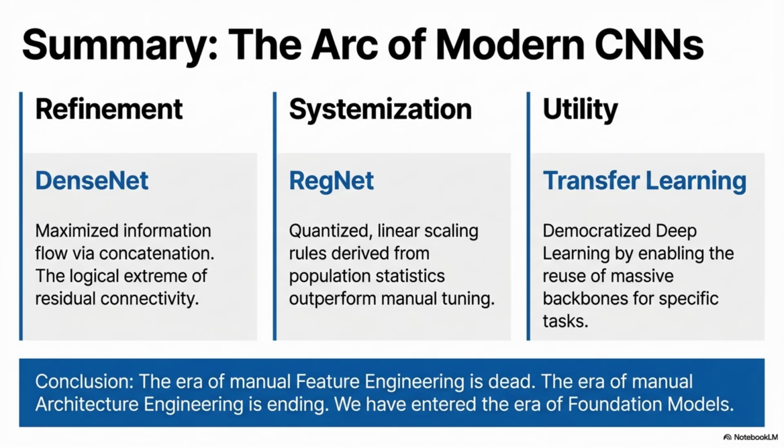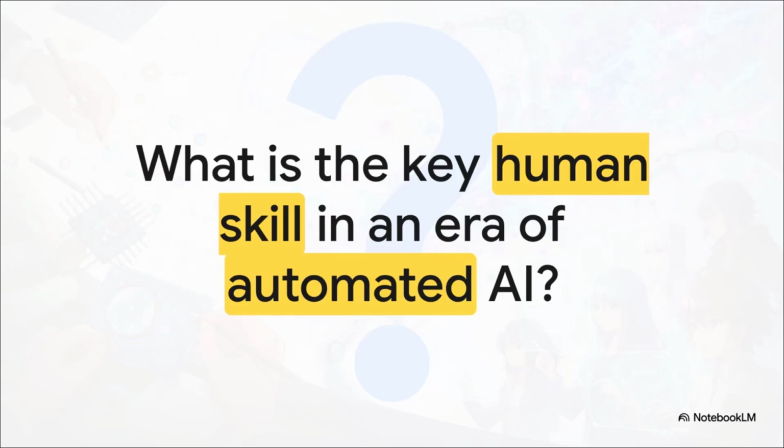And that leaves us with a final, provocative question to think about. As the design of the models themselves becomes more automated and standardized, what becomes the key human skill? Is it defining the problem correctly? Is it curating unique datasets? Or maybe it's understanding the limitations of these incredibly powerful systems? Well, that's the challenge for the next generation of AI practitioners.